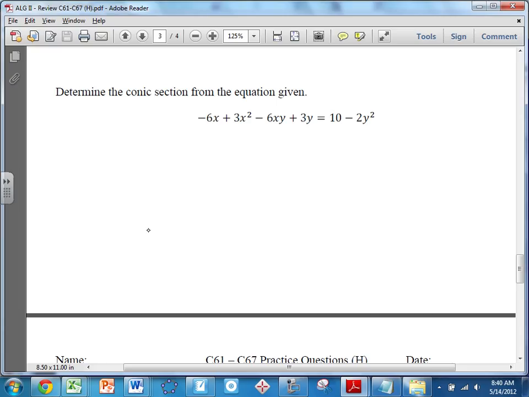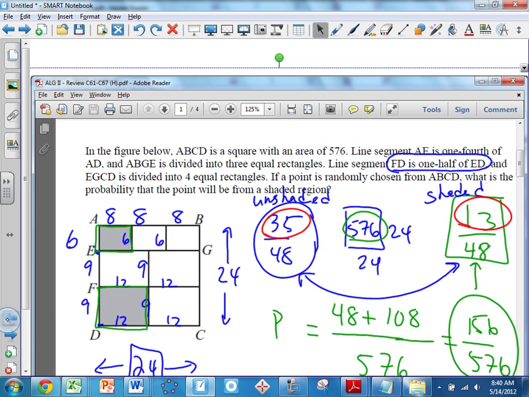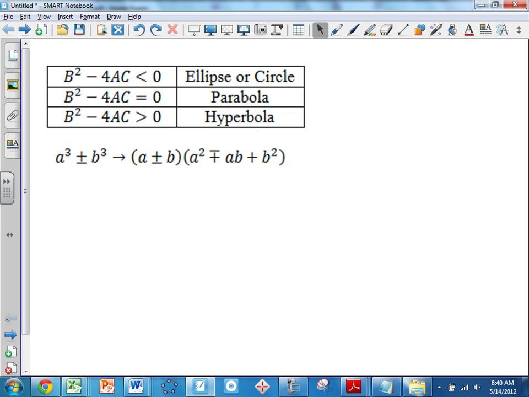Determine the section from the given equation above. What do we use here? B squared minus 4AC. Good. So take a look here. This is what you will be given tomorrow on the test, right here.